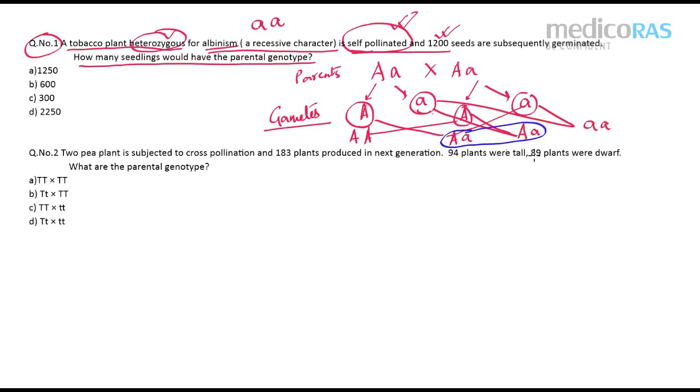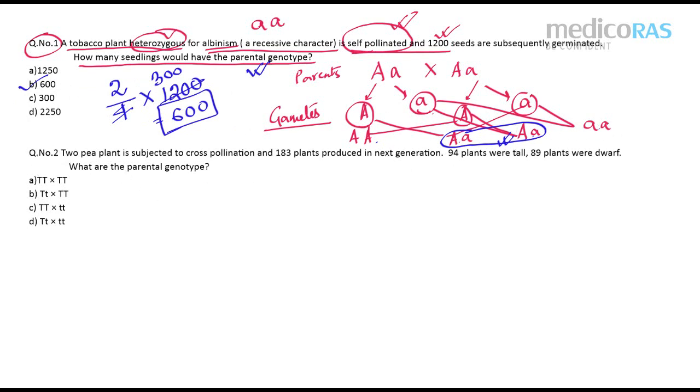Now they are asking how many parental genotype we can get from this type of cross. Here you can see that we can get 4 different progenies. So out of 4 progeny, 2 are showing the parental genotype, and in total we got 1200 seeds. If it is like this, then we can calculate it easily and get the result. It is nothing but 600. So I hope you understood this one. This is a very simple concept, that we need to find out the parental genotype from the progeny, right?